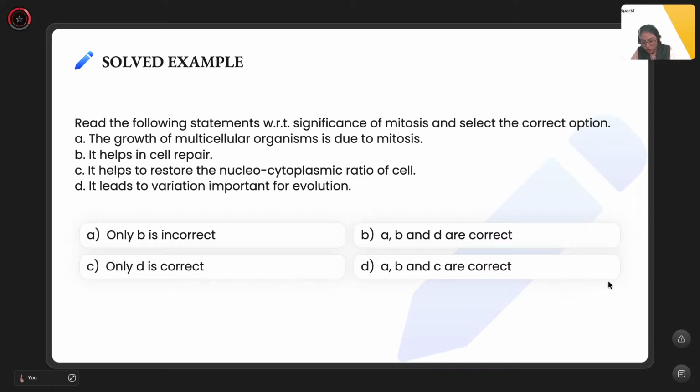So next question here talks about the significance of mitosis and it wants you to select the correct option. So again a statement based question, beta, and here you see statements about the significance of mitosis. If I talk about A statement, it says the growth of multicellular organisms is due to mitosis. Now, this statement is absolutely true. In all multicellular organisms, the growth is seen due to mitosis, mitosis being an equational division.